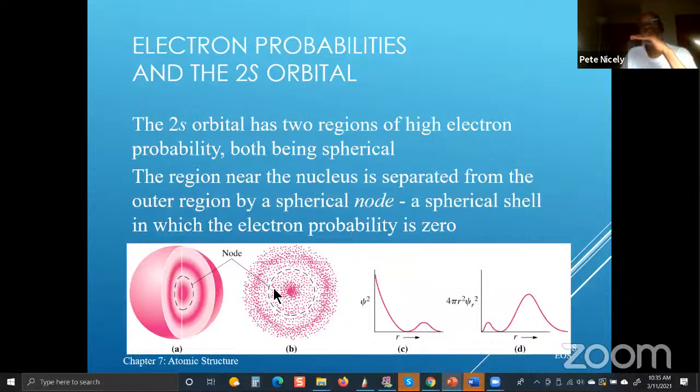And what you're going to find is that as you go from one shell to the next higher shell, when you compare their s orbitals, the number of nodes increases. So in the case of the 3s orbital, it's going to have 2 nodes. In the case of the 4s orbital, it's going to have 3 nodes and so on and so forth. And so that's as far as the shapes of the s orbitals are concerned.